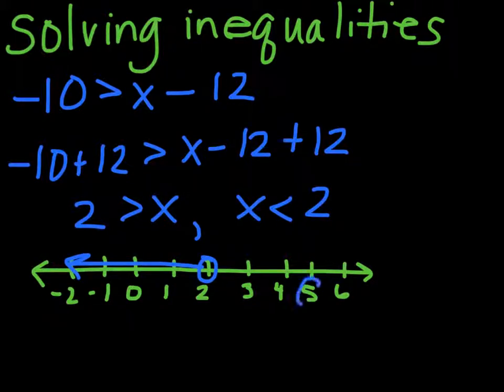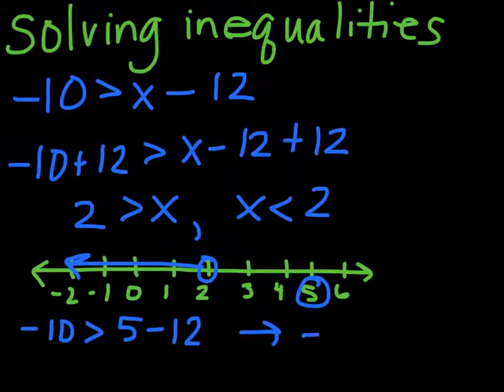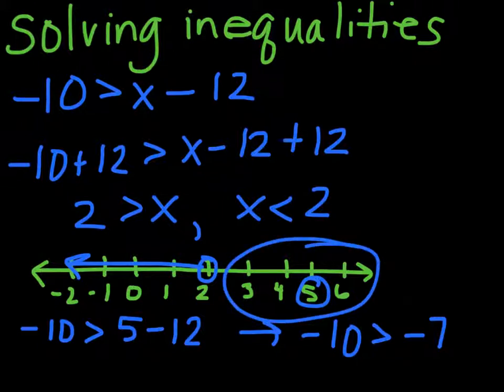Let's use a value of 5 for x. Negative 10 is greater than 5 minus 12. This will give us an answer of negative 10 is greater than negative 7. That is not true. So these numbers do not fit in our set. We've done our work correctly by drawing an open circle at 2 and indicating that all numbers to the left or below 2 on the number line are included in our set.